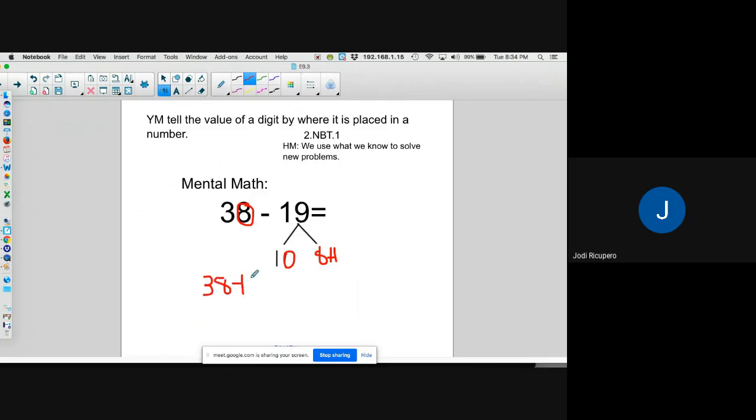take away 10, equals 28. Then I have 28, take away 8, equals 20. And then 20, take away 1, equals 19. No matter which strategy you use, you should come to the answer 19.